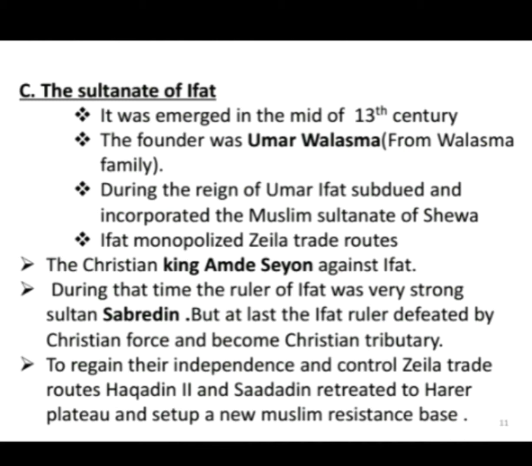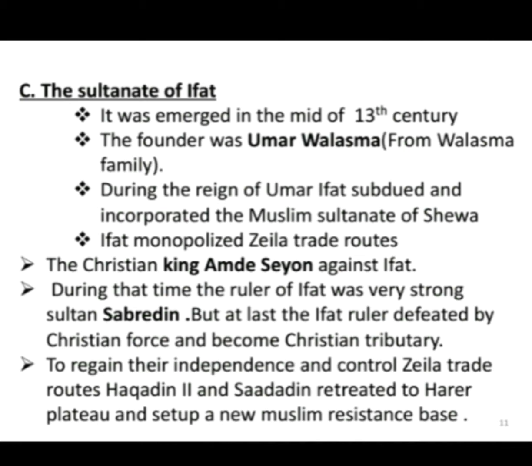And the Christian king named Amda Tsion, one of the most expansionist kings of the Christian Highland Kingdom, came to fight against the people and the sultanate of Ifat. During that time, the ruler of Ifat was very strong, so-called Sultan Sabr ad-Din, but at last the ruler of Ifat was defeated by the Christian Highland Kingdom force, and Ifat became a tributary state of the Christian Highland Kingdom.